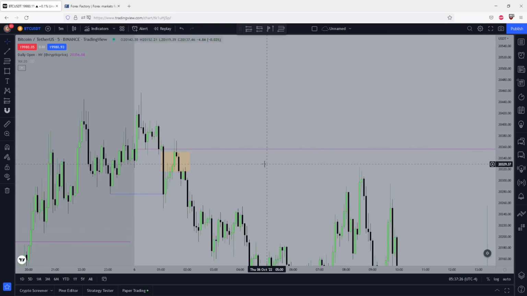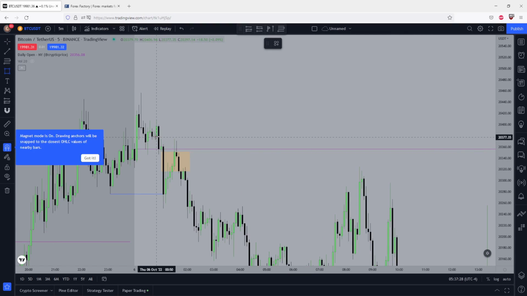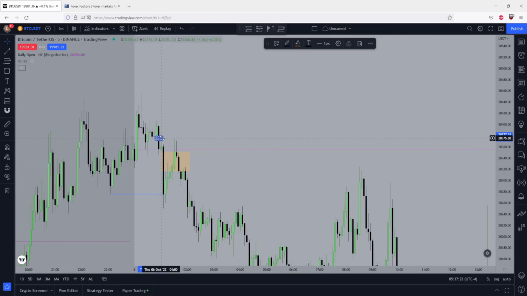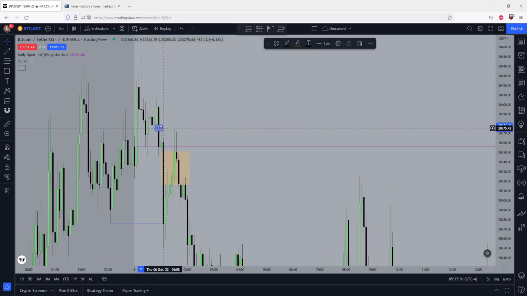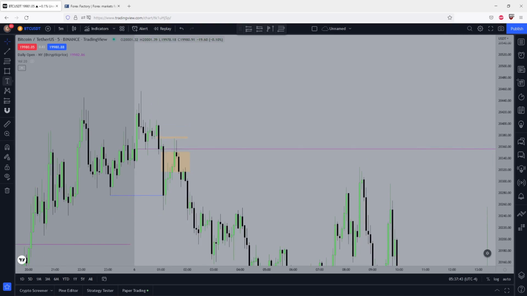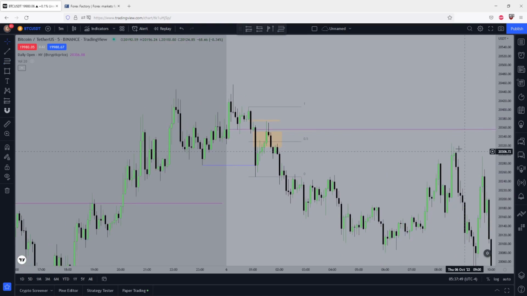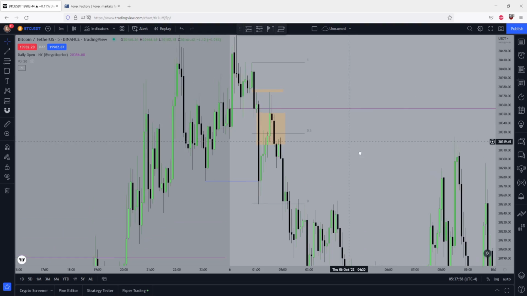There's a fair value gap, and there's actually another fair value gap up here. Let me see if I can draw that out for you. Yeah, there we go. Okay, also we apply the fib tool from the high to the low. And as you can see, after price broke down, price pushed back up into the fair value gap, filled the first fair value gap fully, and then touched the second fair value gap.